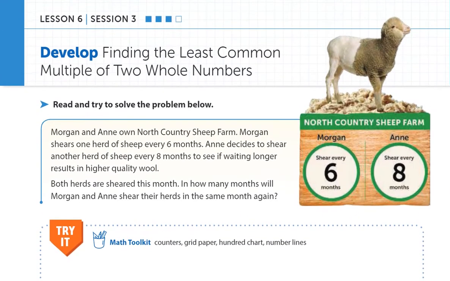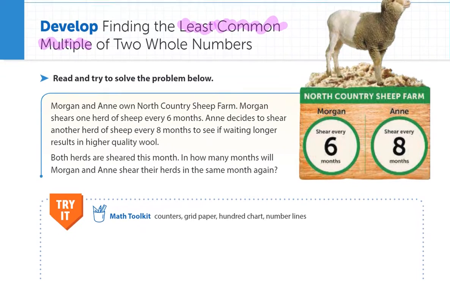Yesterday we found the greatest common factor. Today we're going the opposite direction. Instead of going factors, we're going multiples. And we're looking for the least that they have in common, the least common multiple of these numbers. We get to start out with a cute little sheepy over here.